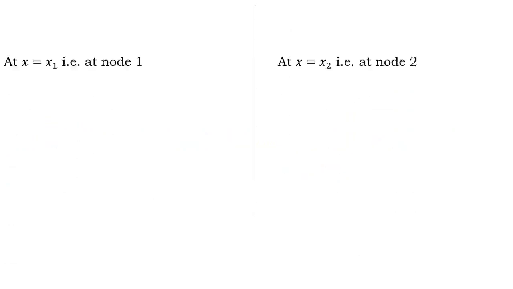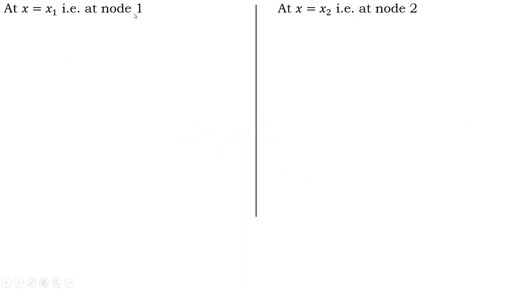So let us go with the boundary condition, that is when x is equal to x1 I will get the node number 1. Similarly when x is equal to x2 I will get the node number 2. So now I'll put the values for n1. So n1 is equal to 1 at node number 1, and the same n1 is equal to 0 at node number 2. This is from the first property of the shape function.